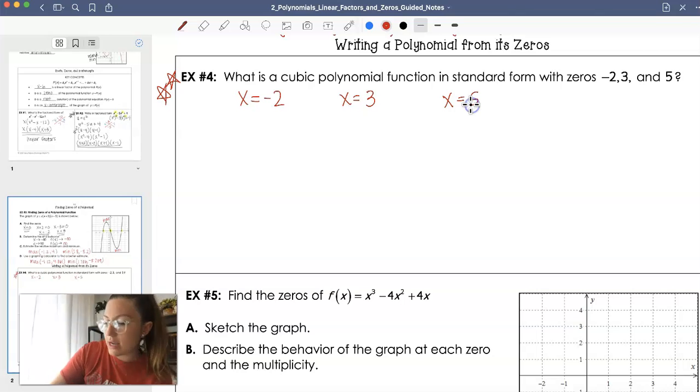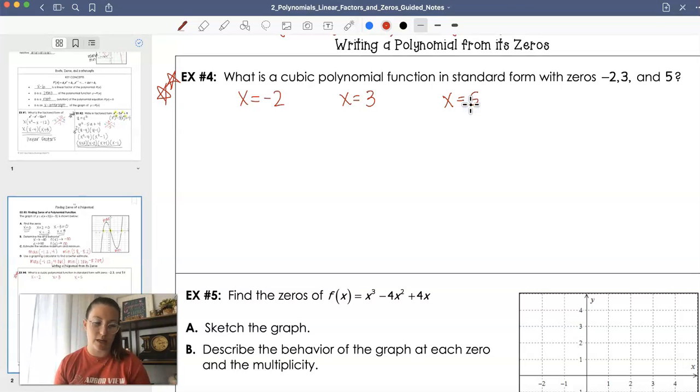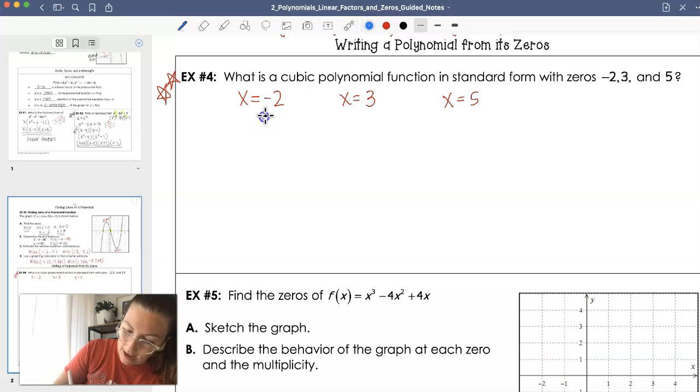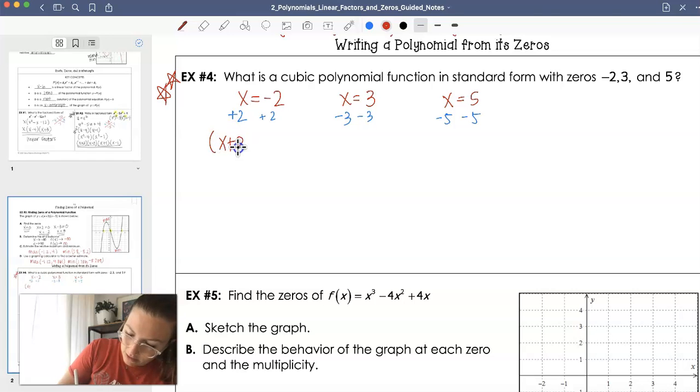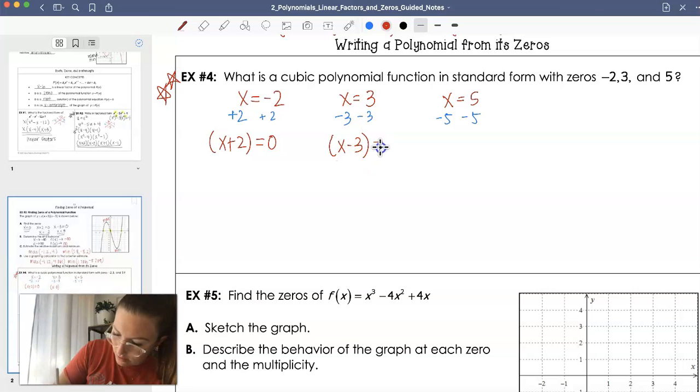So I'm just taking the 3 zeros and writing x equals, x equals, x equals. Okay, so we're working backwards. Now we want to get each one of these equal to 0. So I'm going to add 2 on this one, subtract 3 on this one, and subtract 5 on this one. This gives me x plus 2 equals 0, x minus 3 equals 0, and x minus 5 equals 0.